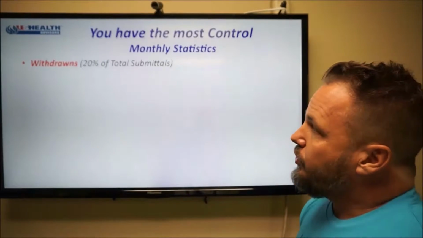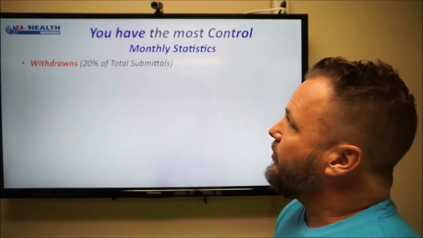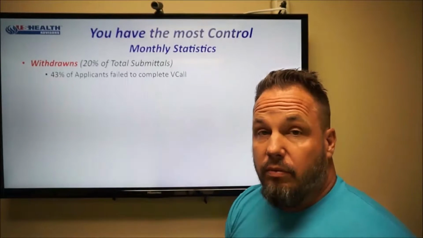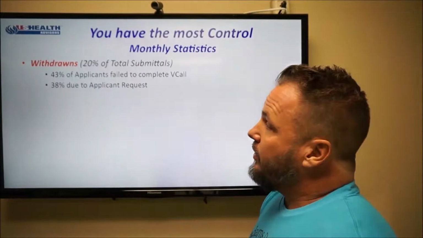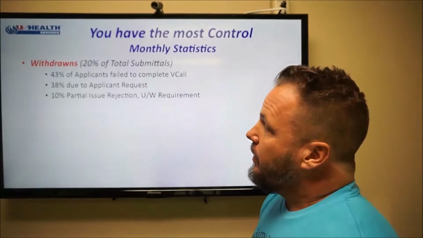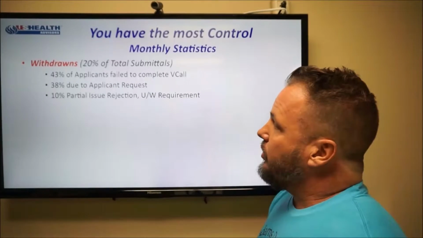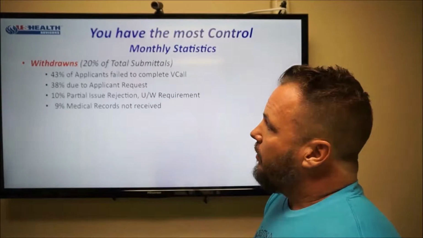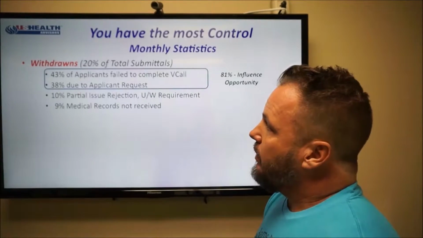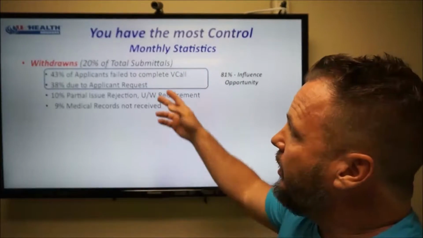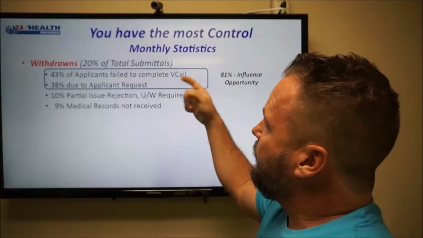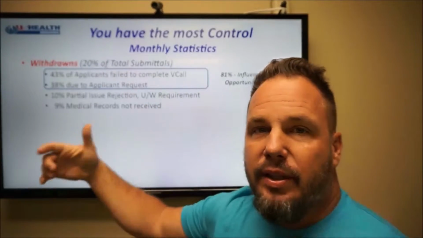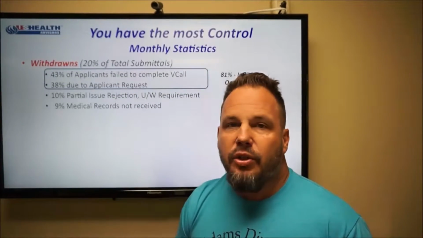So, withdrawns. Let's take a look at what withdrawns are. 20% of total submittals. 43% of applicants failed to complete their V-call. 38% due to an applicant request. 10% due to a partial issue or underwriting with requirement. And 9% medical records were not received. So right here, you've got an 81% potential influence. If you get your people to the V-call, and you get the applicant to understand the policy before you submit it, you shouldn't have an issue with people withdrawing the policy.